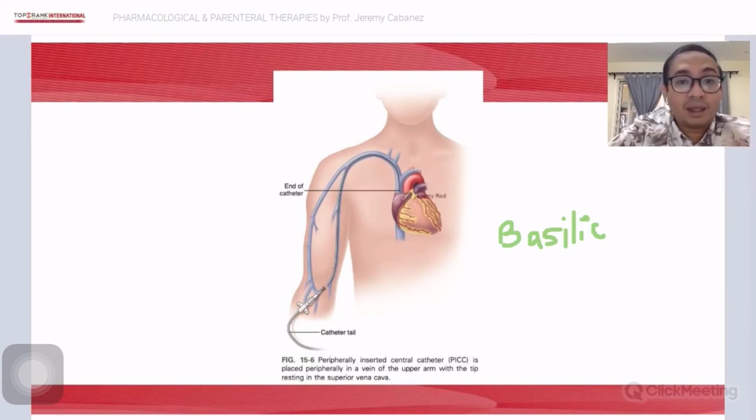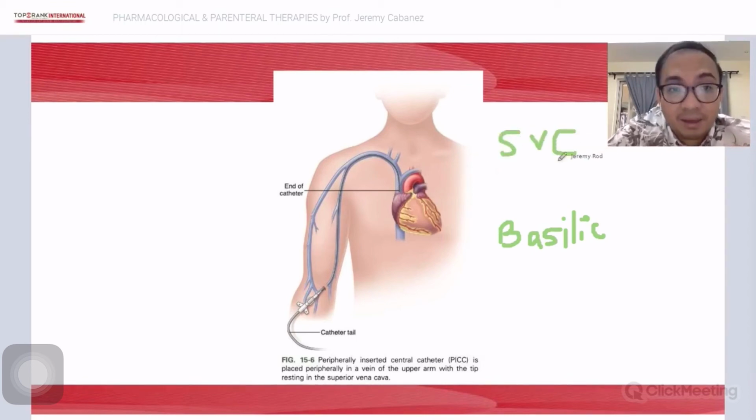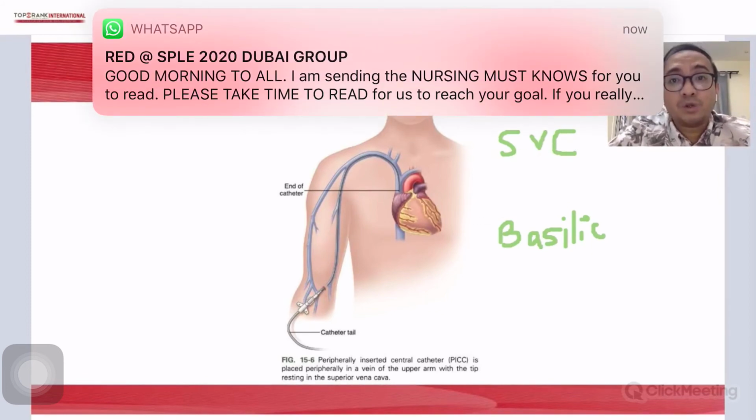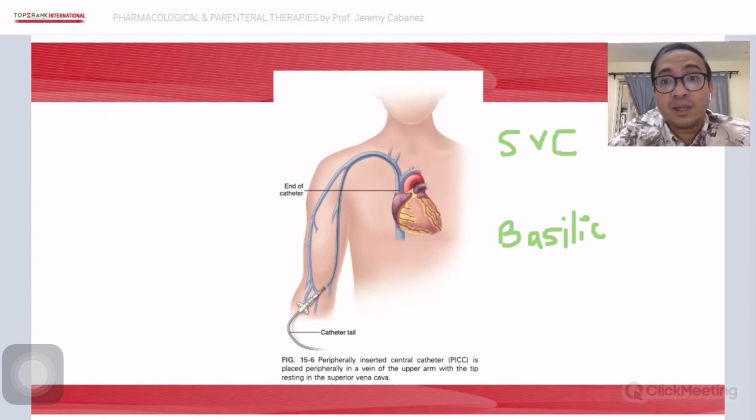Now, the tip of the catheter or the end of the catheter to prevent thrombosis should be located in the superior vena cava, which is confirmed by X-ray. Okay, and changing of the dressing should be done depending upon the institutional policy. Pero nakalagay sa libro, usually around 7 days. Yung dressing mismo, especially the transparent film. So definitely, that's called your long-term parenteral therapy, which is your peripherally inserted central catheter.